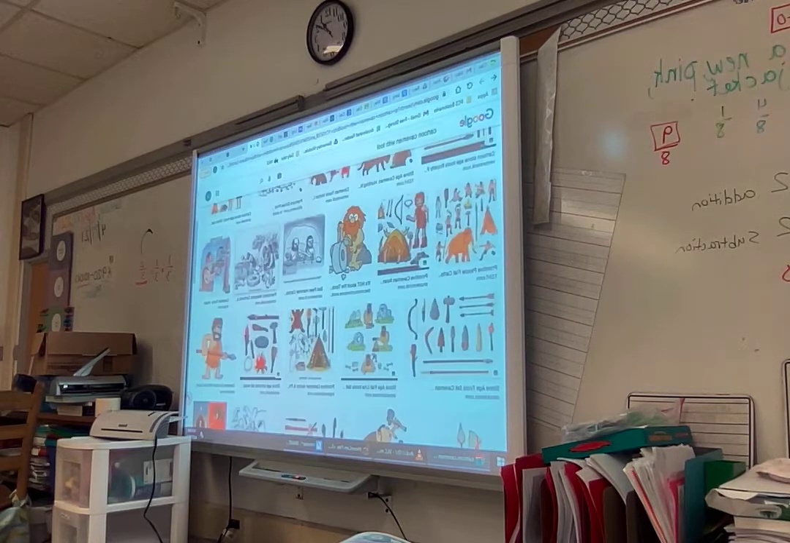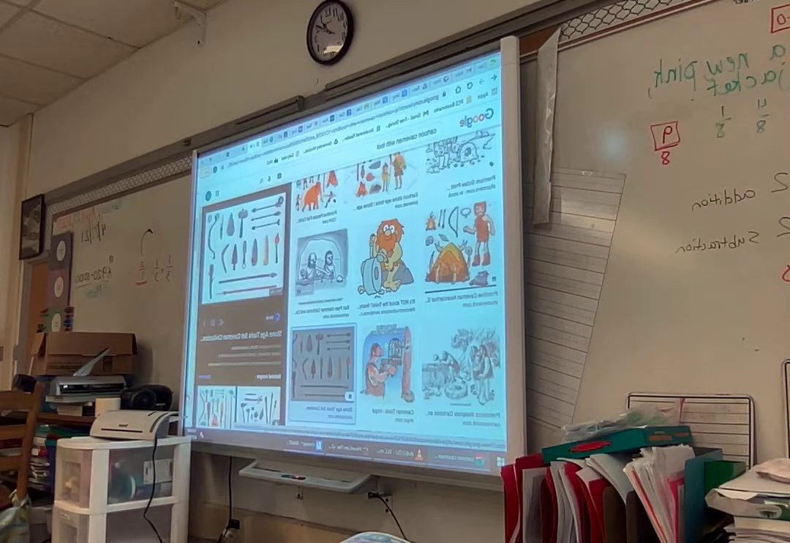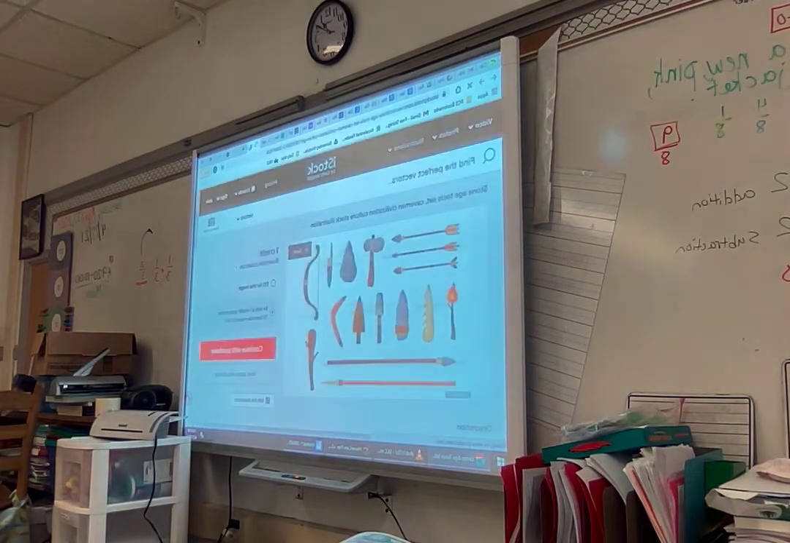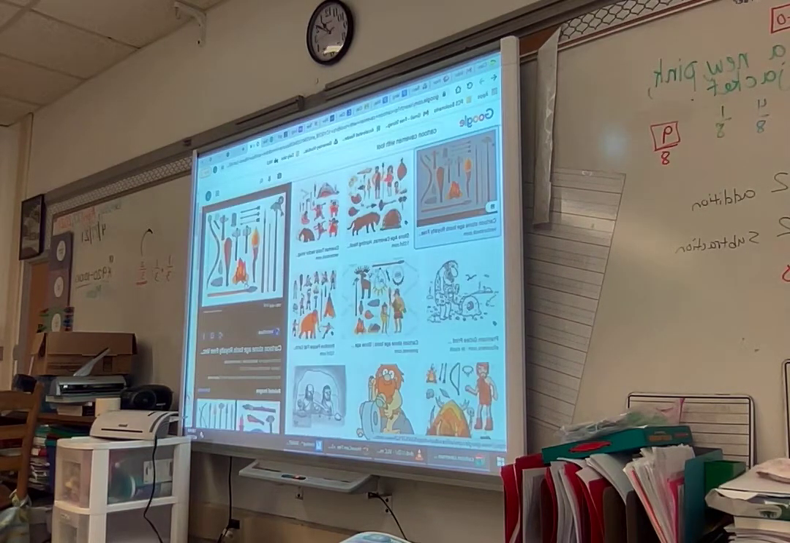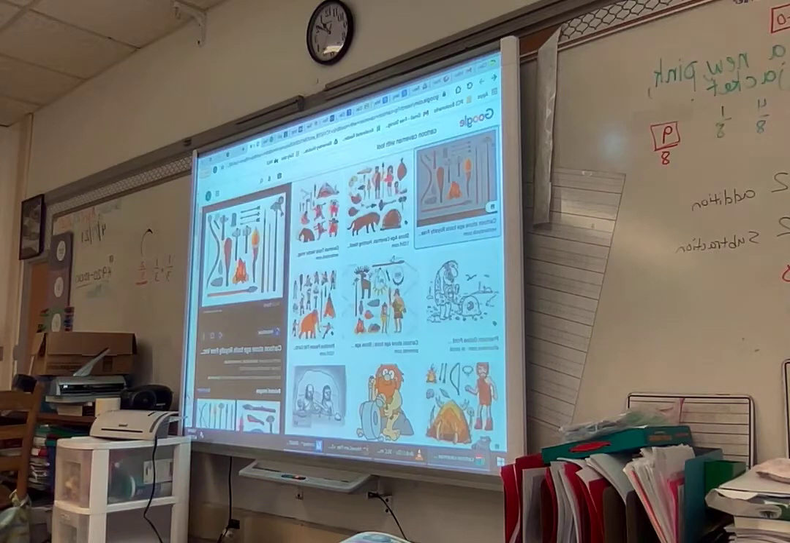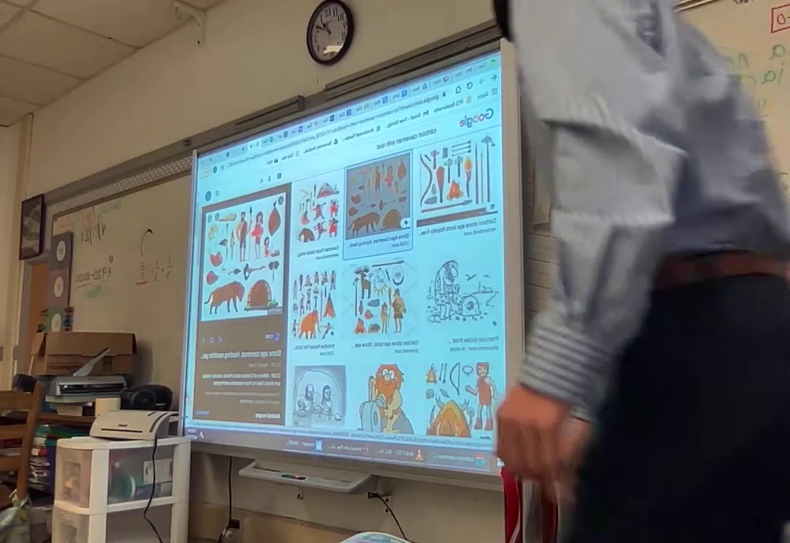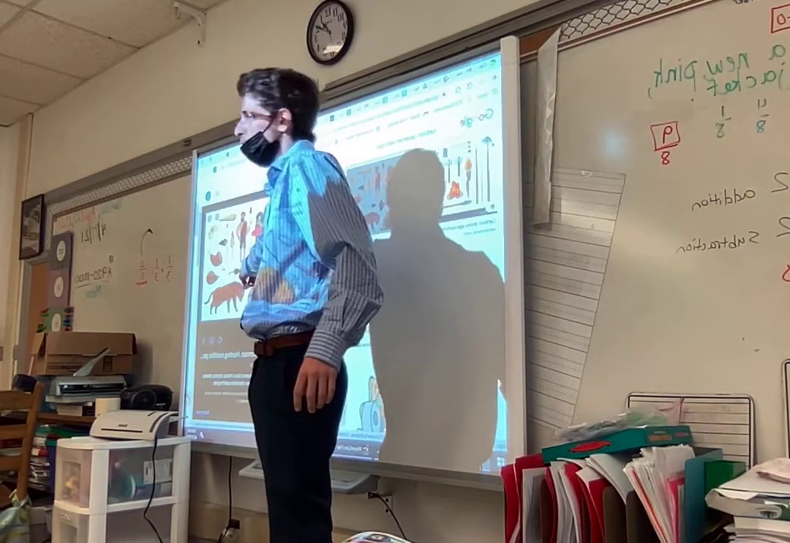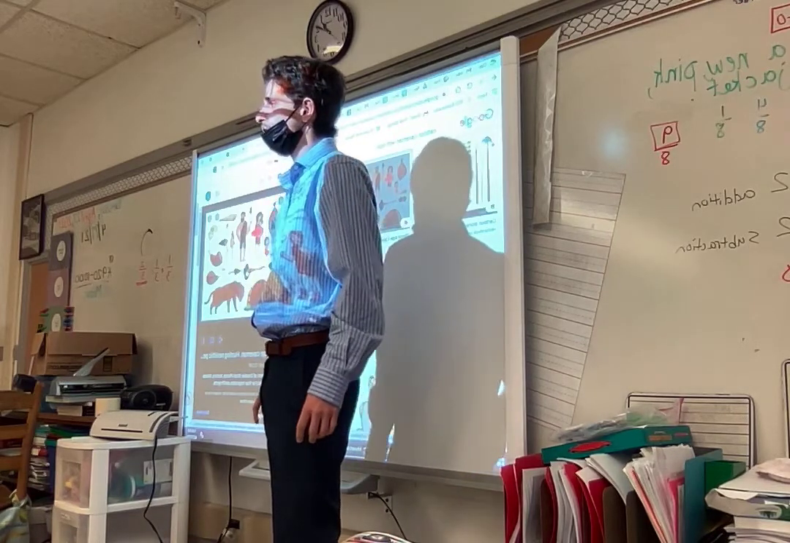Let's see. There's something there that doesn't really show up well. Can I get a bigger picture of that? Let's see if I can get a bigger picture of this. Can everybody kind of see that? Landon, can you see that? Yeah. So you see, this is what they're talking about. That's wood, that's a rock, and it's a vine. Those are all natural resources, right?